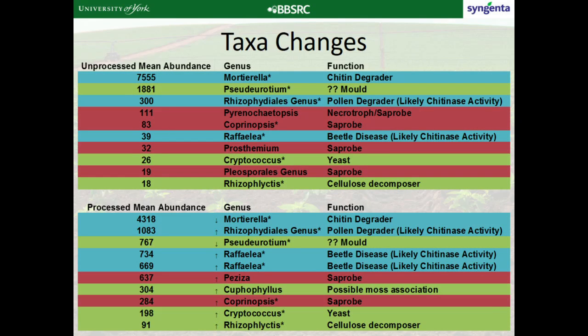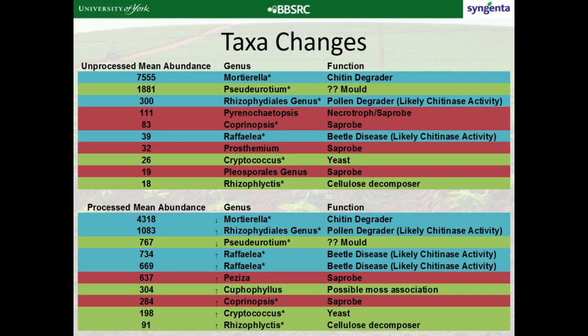So, the table at the top here is the top 10 most abundant taxa in the unprocessed samples, and the table below it is the top 10 most abundant taxa in the processed samples. Starred taxa appear in both tables, and these arrows here indicate whether or not the taxa have gone up or down in abundance after being processed.